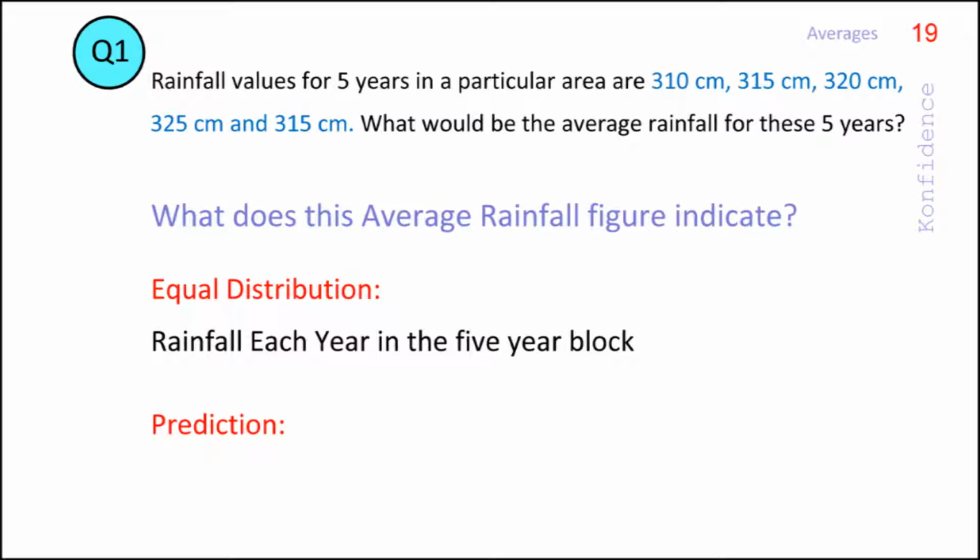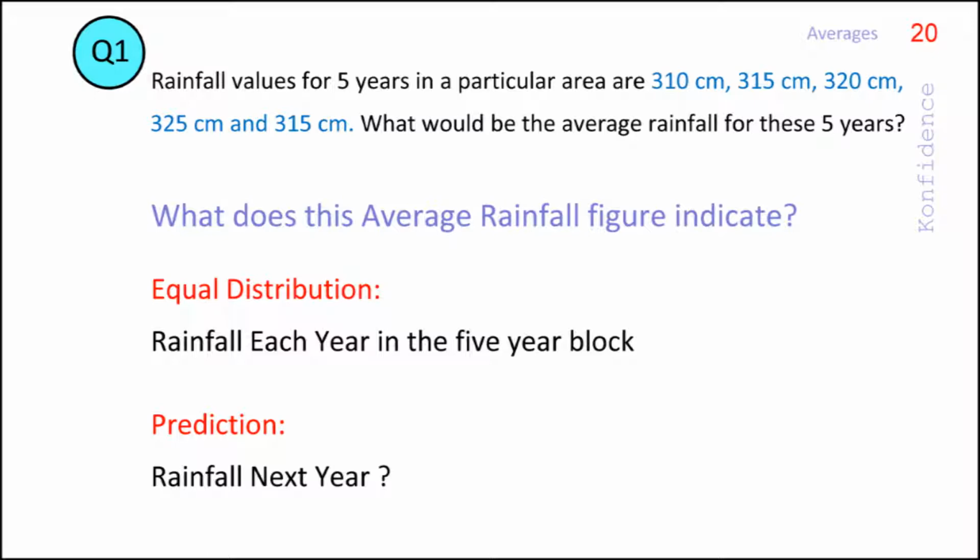Average rainfall for the 5 years makes us expect a rainfall of approximately 317 centimeters in the next year also. This anticipation is the most common use of averages that we come across in real life. Averages are generally used to predict some value in the immediate future.